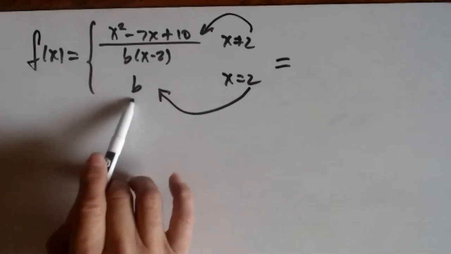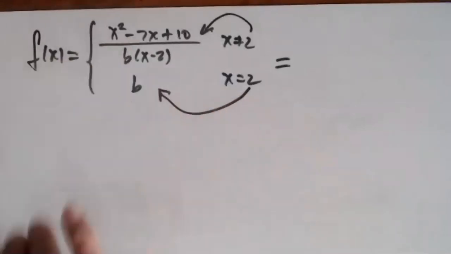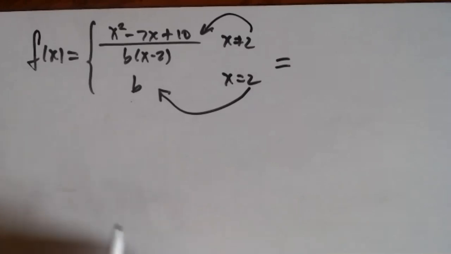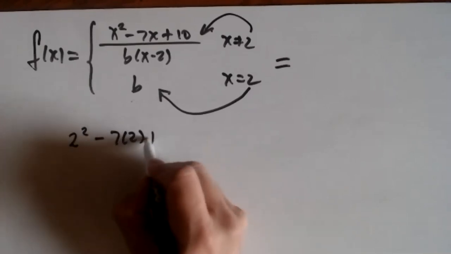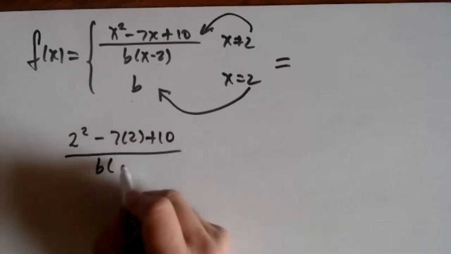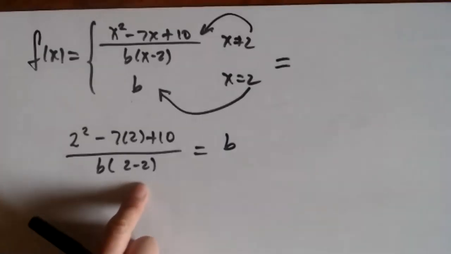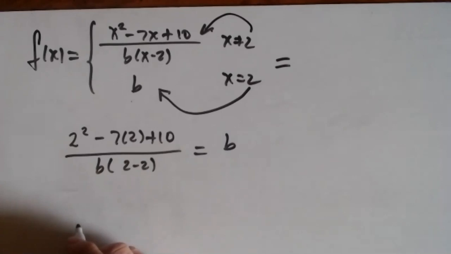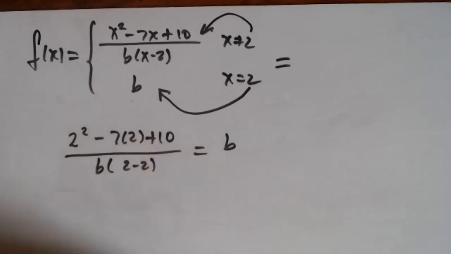It's not valid to put a 2 here, only with the limit. But because nobody's watching, you can easily put a 2 and check if this is the same value. So what do you have? 2 squared minus 7 times 2 plus 10 over 2 minus 2 equals b. Here is a problem: 4 plus 10 is 14, minus 14 is 0. So this is 0 over 0.